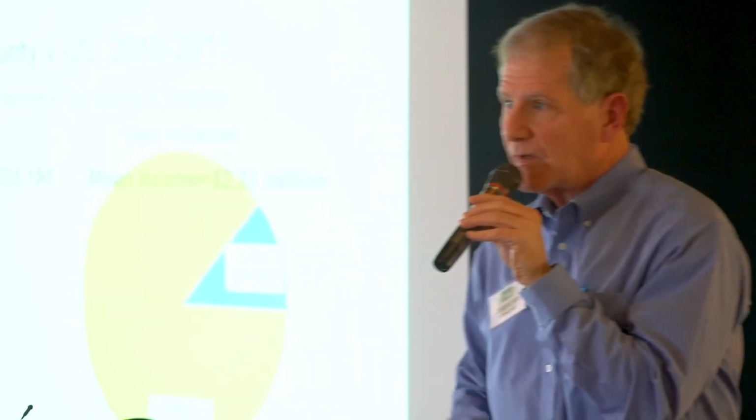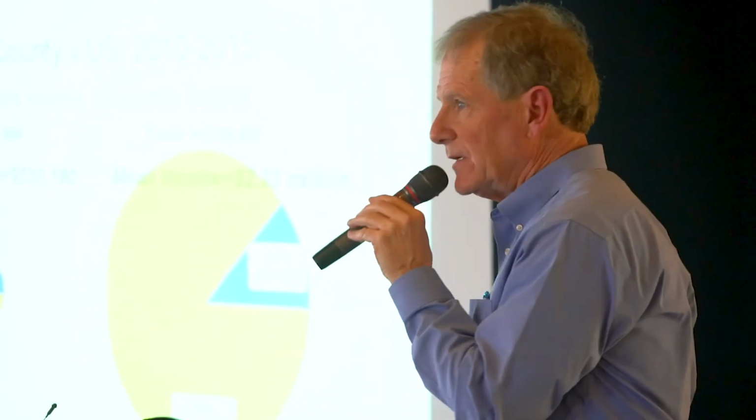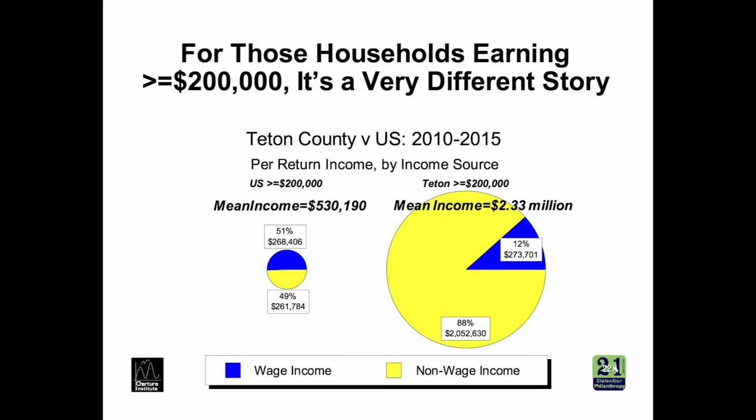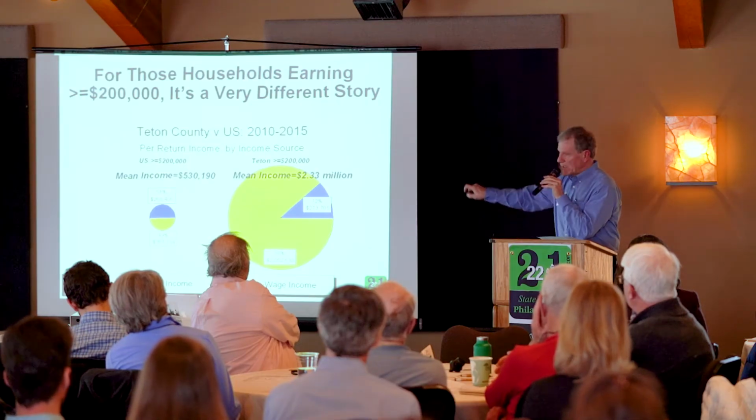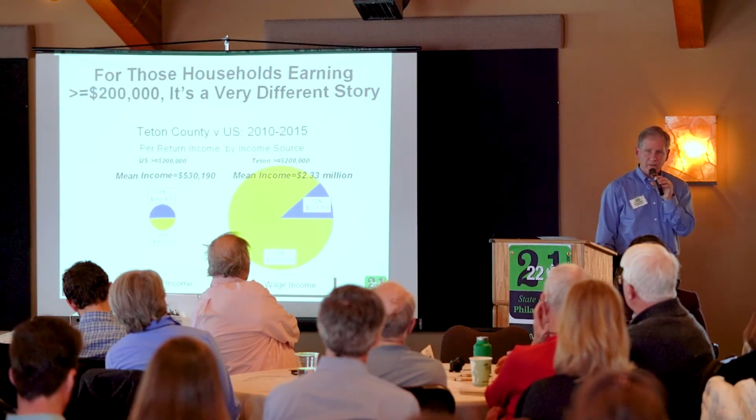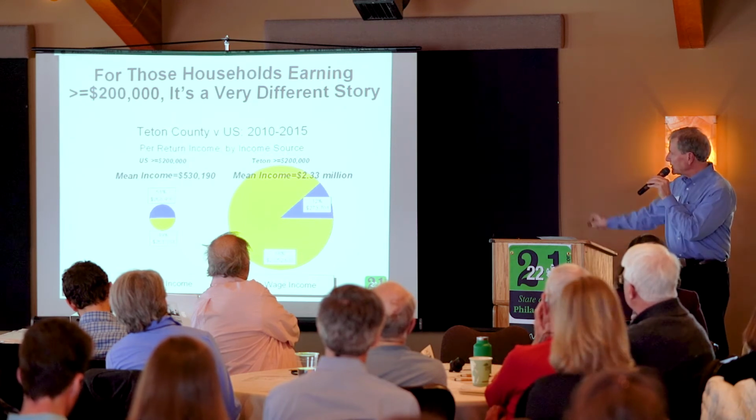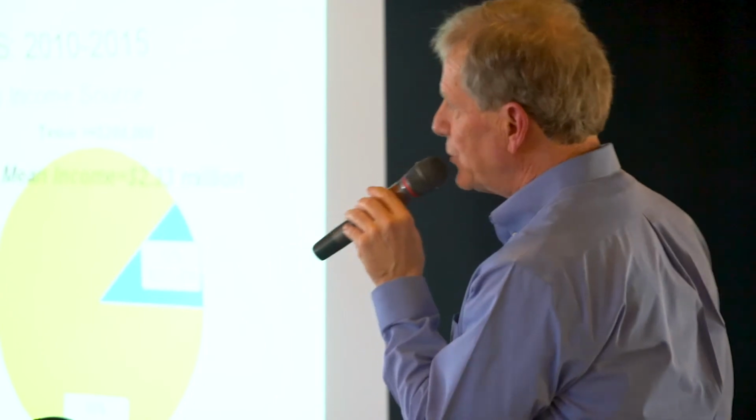Where things really go crazy when you compare us to the United States as a whole, for all those households in the United States that were making $200,000 or more, the mean income, the average income per year for those 6 years was $500,000. We were $2.3 million for our average household income. We're making a lot of money.